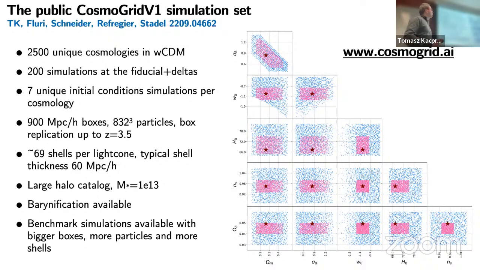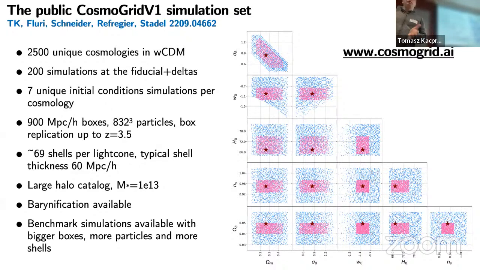Then we also have another set of simulations at the fiducial cosmology. There we have 200 independent initial conditions. And we also have derivatives. We took a small step in each parameter, forward and backward, and ran another simulation. So you can actually get the delta map per delta cosmology parameter, if you're interested in that. On the wide grid, we have 7 initial conditions, 7 runs for each of the 2,500 points.